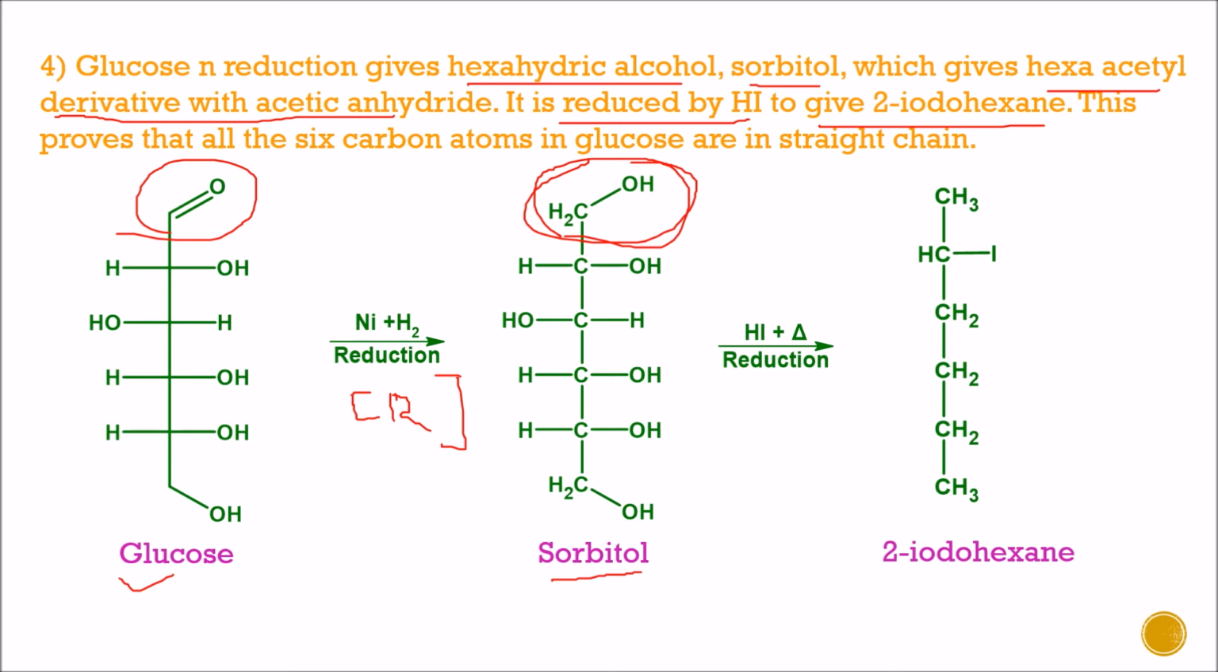After further reduction of this, all the OH groups are replaced in presence of HI, and at carbon number 2 it attaches one iodine atom and forms 2-iodohexane. Here, the formation of hexane derivative proves the presence of 6 carbons in the straight chain. So, the structure of glucose contains 6 straight chain carbons.